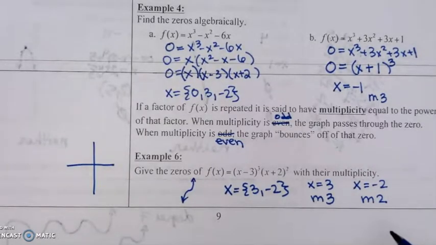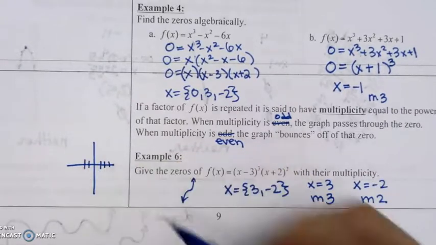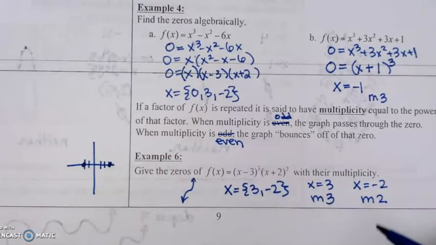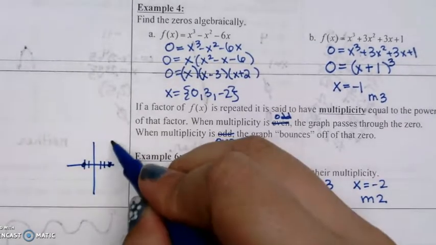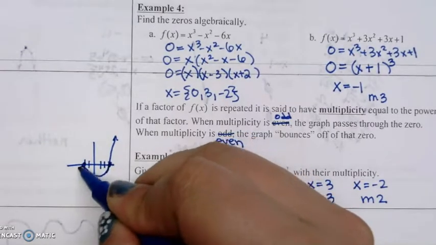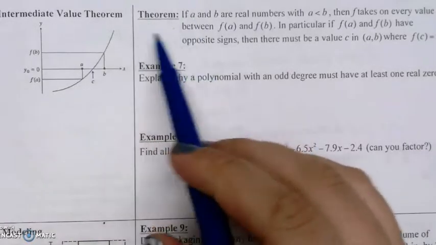I know the end behavior based off of that. I know that 1, 2, 3, and 1, 2 are my intercepts at 3 and negative 2. I know it goes through 3, and it bounces off of negative 2. So this is the shape of my graph without having to use my calculator or find exact points other than the zeros. All right, on the next page we have a really powerful theorem.